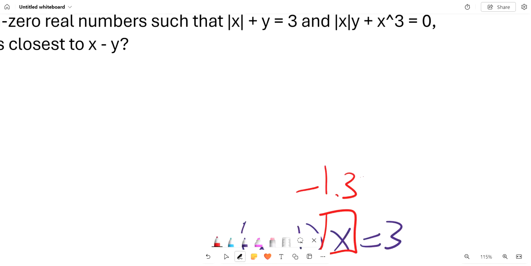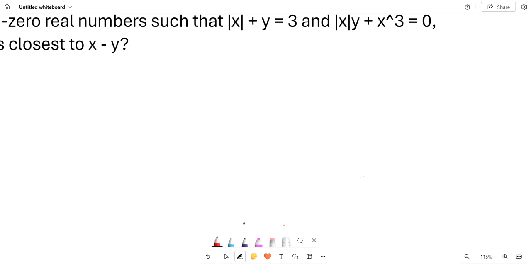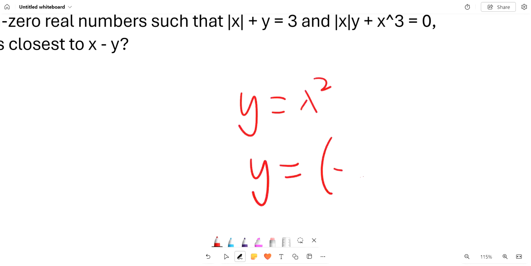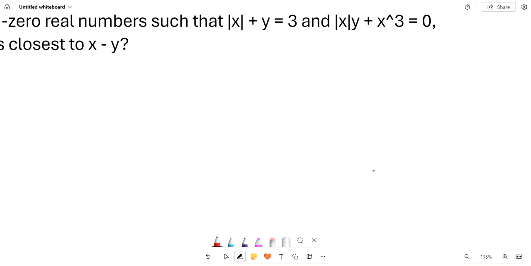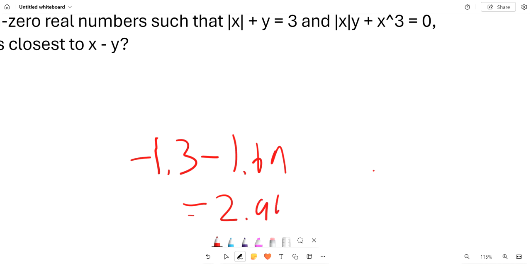So now that we know that x equals minus 1.3, we also know that y equals x squared. So y equals negative 1.3 squared, so y equals 1.69. So using this, we can solve for x minus y, which is just negative 1.3 minus 1.69. And we know that this is going to be equal to negative 2.99. So rounding this equals negative 3. So the answer is negative 3.